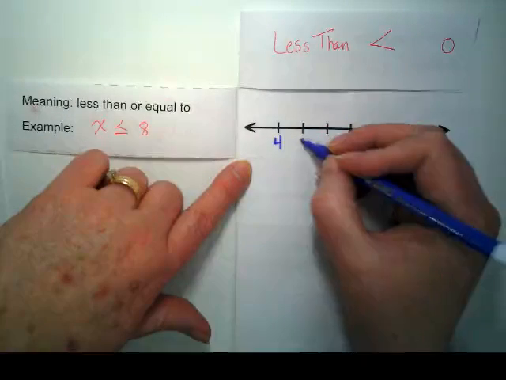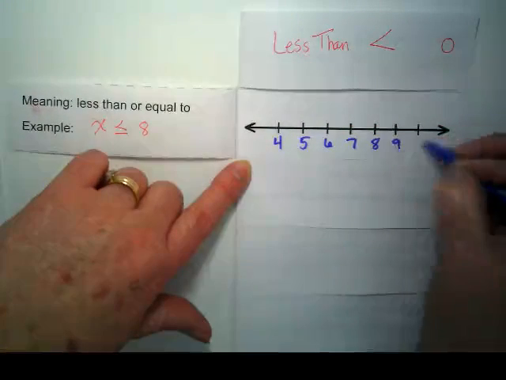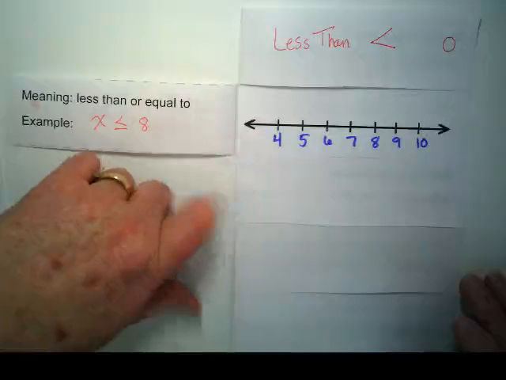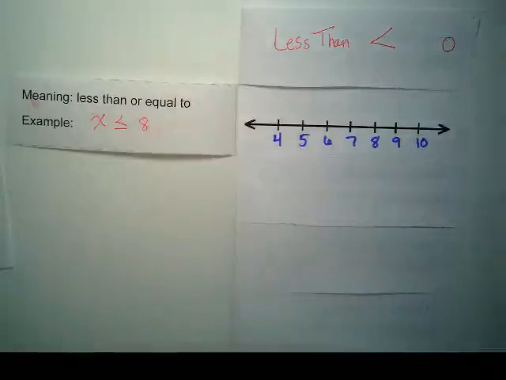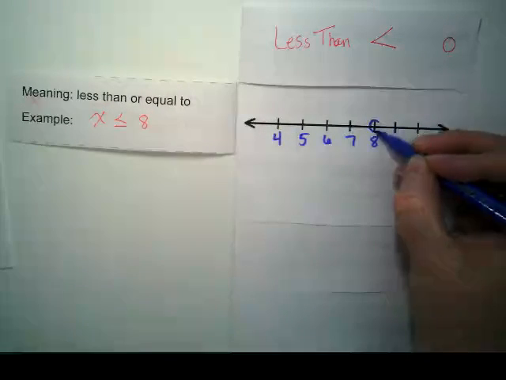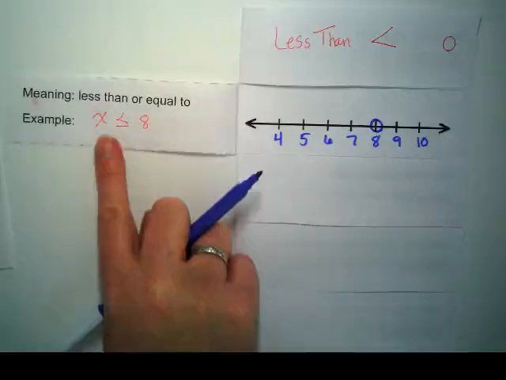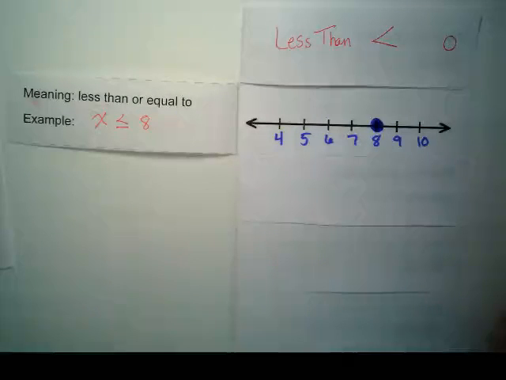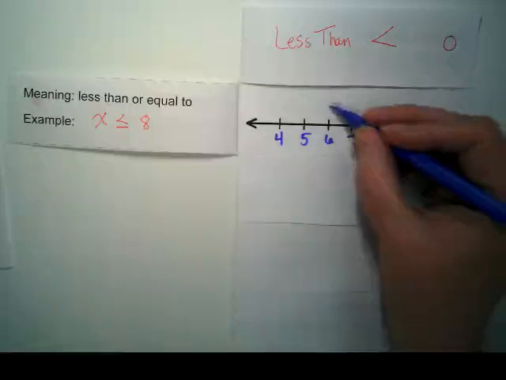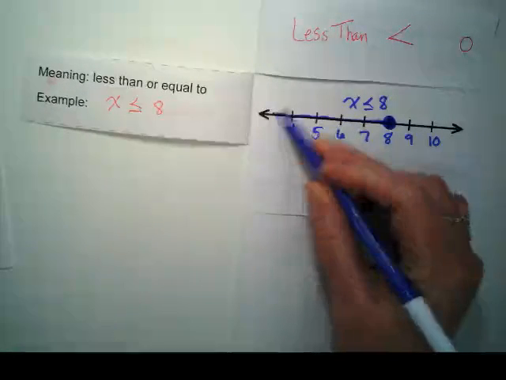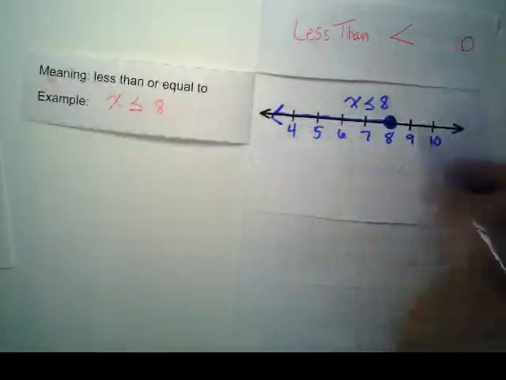I'm going to start with 4 here, 5, 6, 7, 8, 9, 10. One thing you'll notice when you start doing some problems with these, you're going to decide what numbers go on the number line. Just picture a whole number line and you're zooming in on the place that we need to focus on. What number do we have to have on this line? 8. And we're going to put our circle there. But this is saying x is less than or equal to 8. That means we're going to fill in the circle because 8's included in the numbers that would make this true. If x is less than or equal to 8, 8 counts, and so does everything on the number line below it, even going into negative numbers.